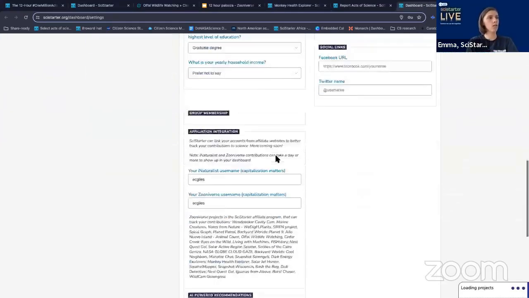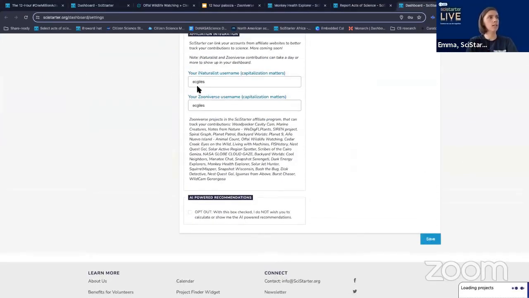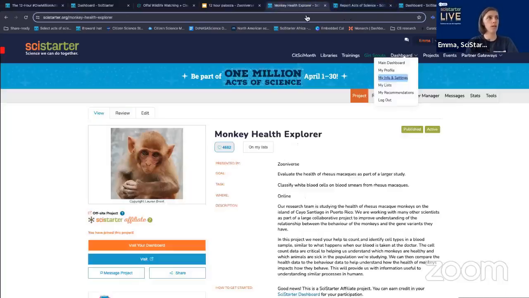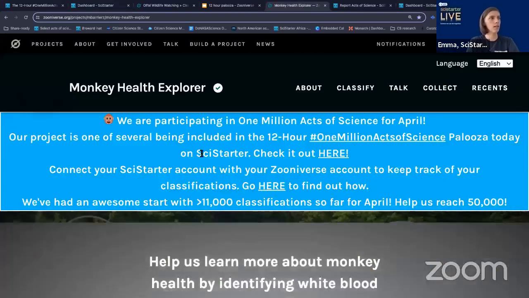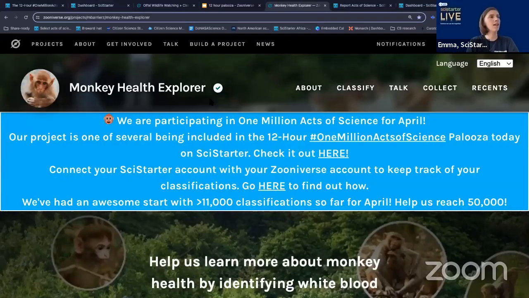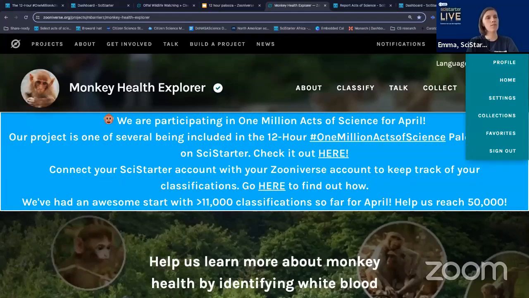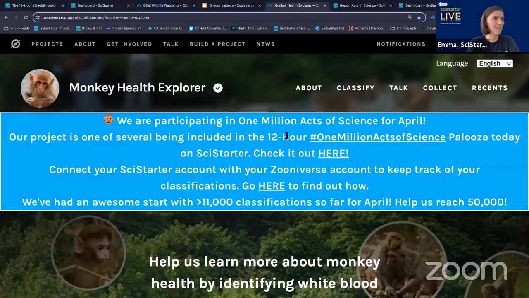So on my screen, if I scroll all the way down, I've got my Zooniverse username, EC Giles, sitting right there. So I know that when I go to Monkey Health Explorer, visit, it'll take me straight there. And on Monkey Health Explorer, I'm on that one page and I'm also logged in, so EC Giles is visible.